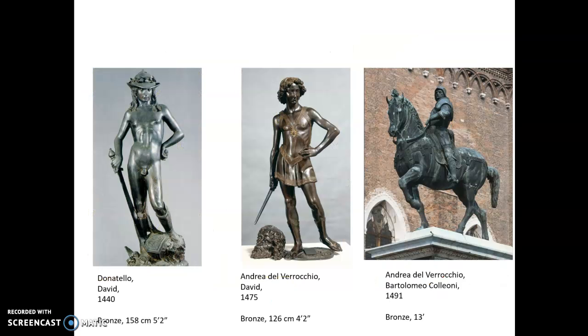Some great examples of bronze castings are Donatello's version of the biblical story of David, shown here in bronze, standing about 5'2". The next generation saw Andrea Del Verrocchio. You might remember him as the creator of the Lorenzo de' Medici bust we saw in the last screencast. This is Verrocchio's own take on David. And then he also cast this massive sculpture of Bartolomeo Colleoni. So this should give you a good idea of what artists were capable of and how rich the detail could be in casting of bronze.